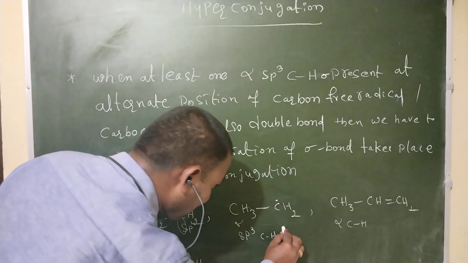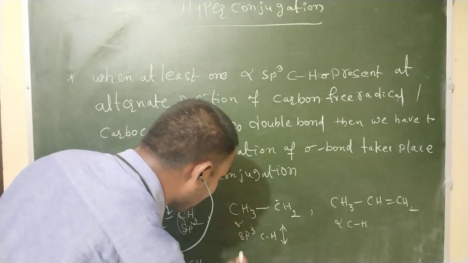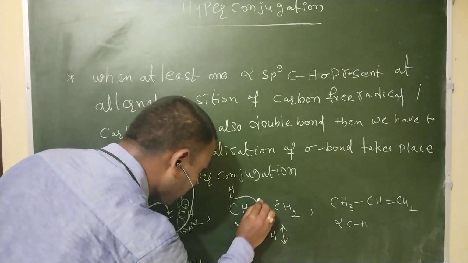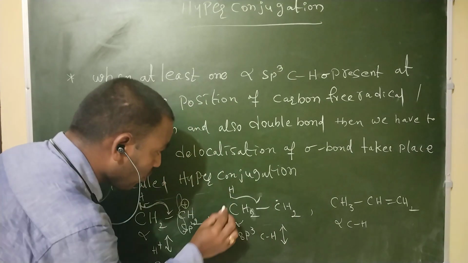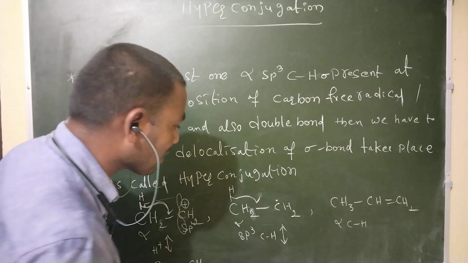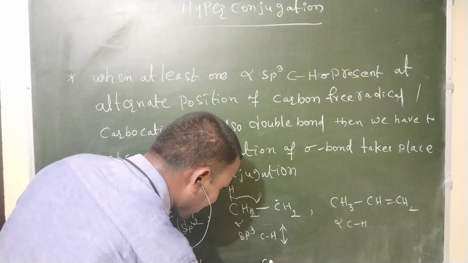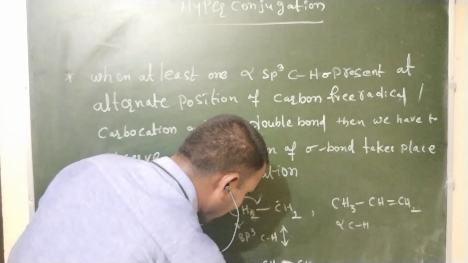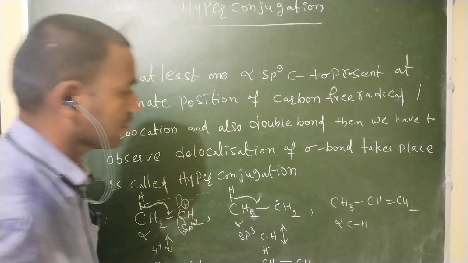In the same way we observe here also, in the carbon free radical. Here also we can observe this kind of structure. Only one electron transfer takes place here, the sigma bond with only one electron. Then we get CH2 double bond CH2 and an H radical left over here itself.